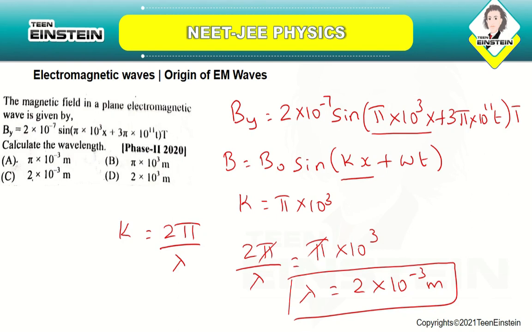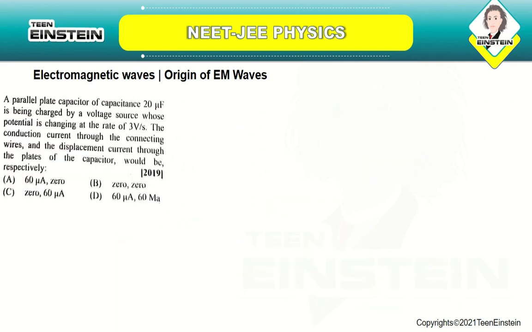So the correct answer is option C. It is a very simple problem. You just make use of the equation of the magnetic field and compare the given equation with the general equation, and take the k value. Since k is 2π/λ, you substitute it and find the wavelength. Let us now move on with the next question.